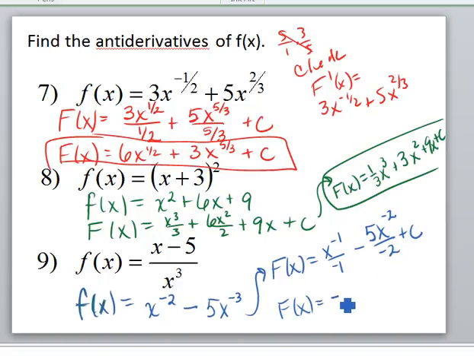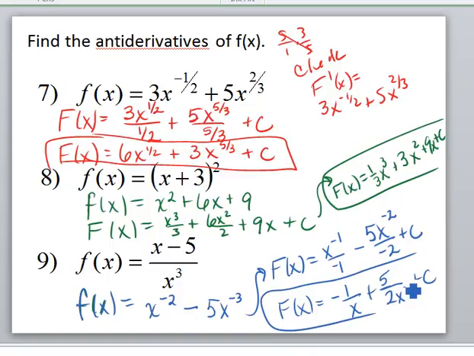So the antiderivative is negative 1 over x when I'm cleaning this up. We have a negative negative, so it actually makes it positive 5/2. And the x squared goes on the bottom plus c. And we're done. Again, I'm not going to do a check on that one either.